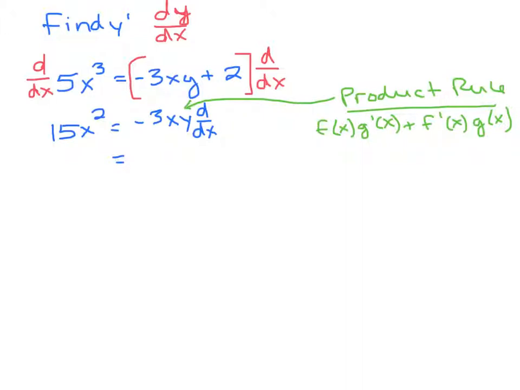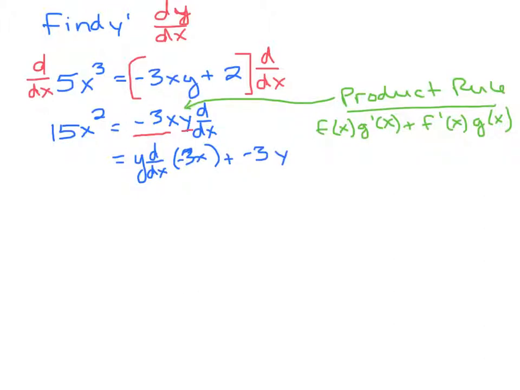So we have two functions. We have negative 3x and we have y. So I'm going to take the derivative of the second one with respect to x. So we got y times negative 3x plus the derivative of negative 3x with respect to x. So that's just going to be negative 3 times y.